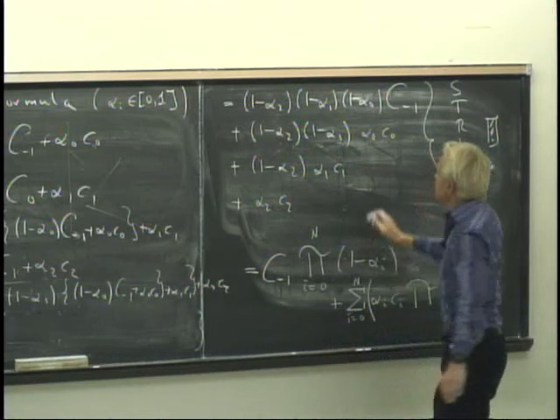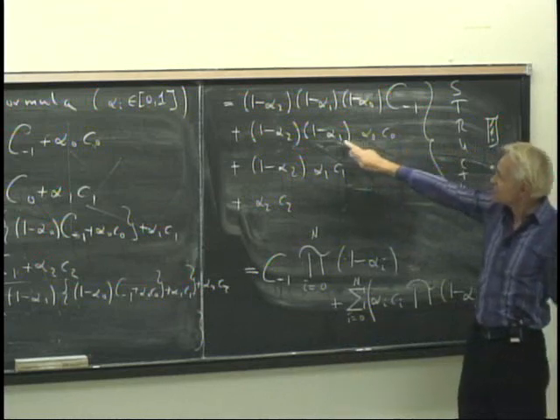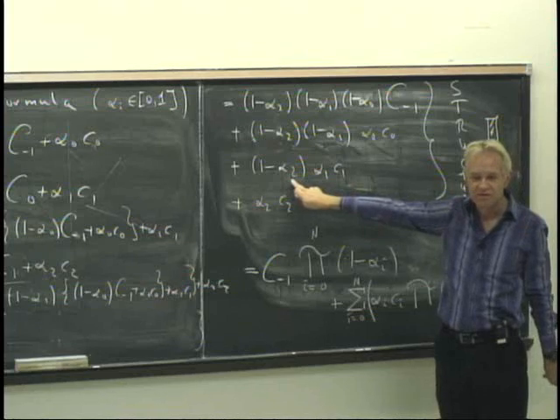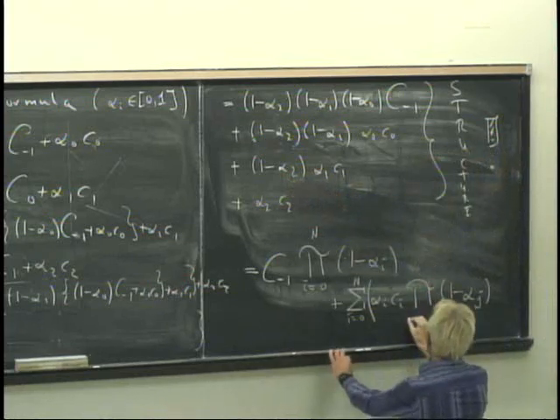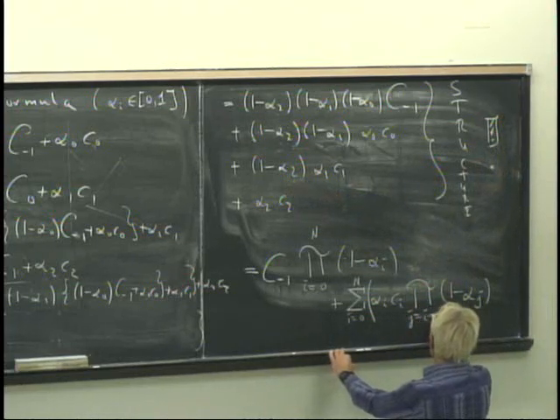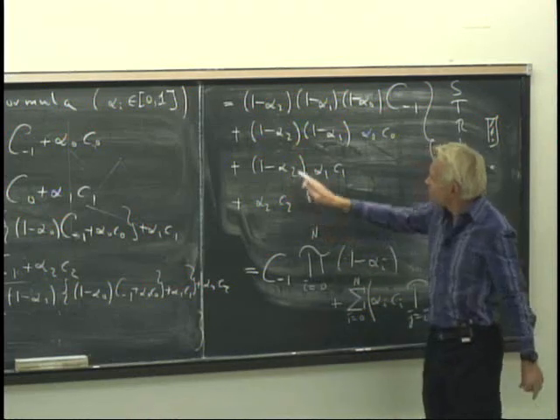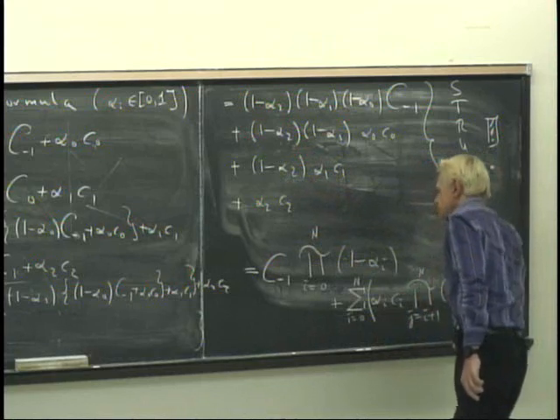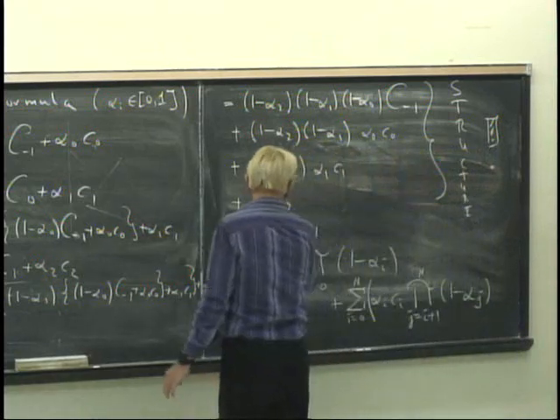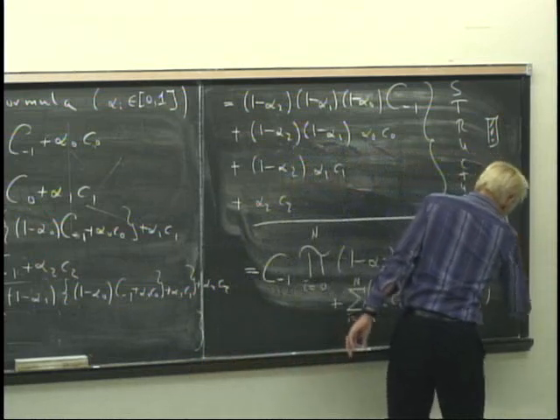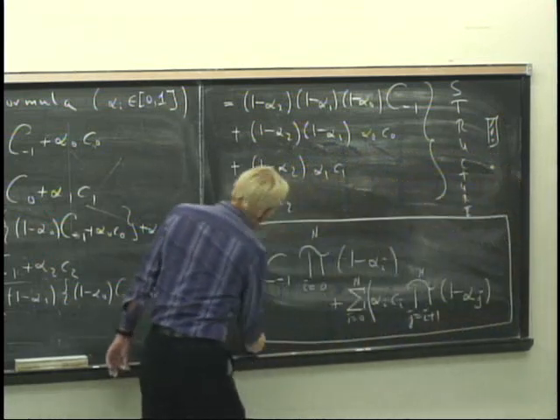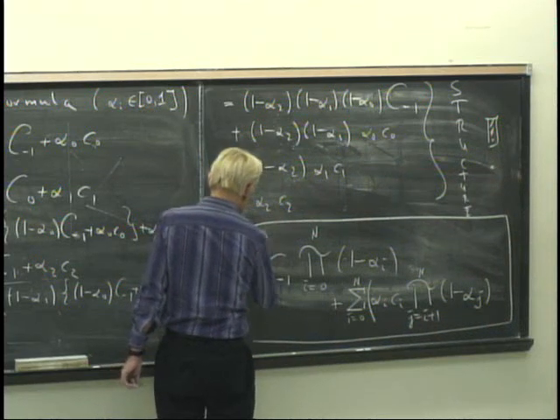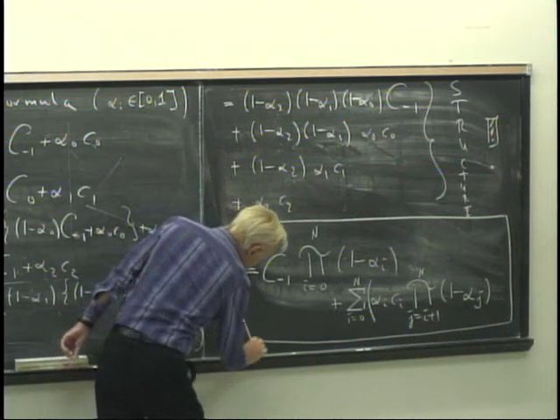And where does j start? Here i is 0, so j starts at 1. Here i is 1 and j starts at 2. So that always is i plus 1. So it must be j from i plus 1. And where does it end? It always goes up to n. Okay? To n. And this is it. This is the general Lavoisier formula, Cn equals that. That's all there is to it.